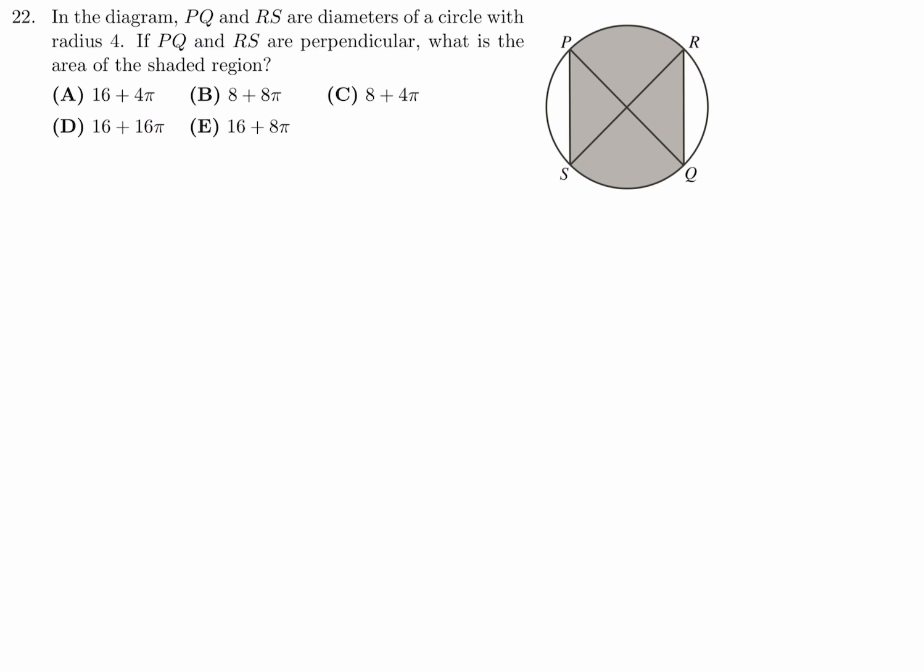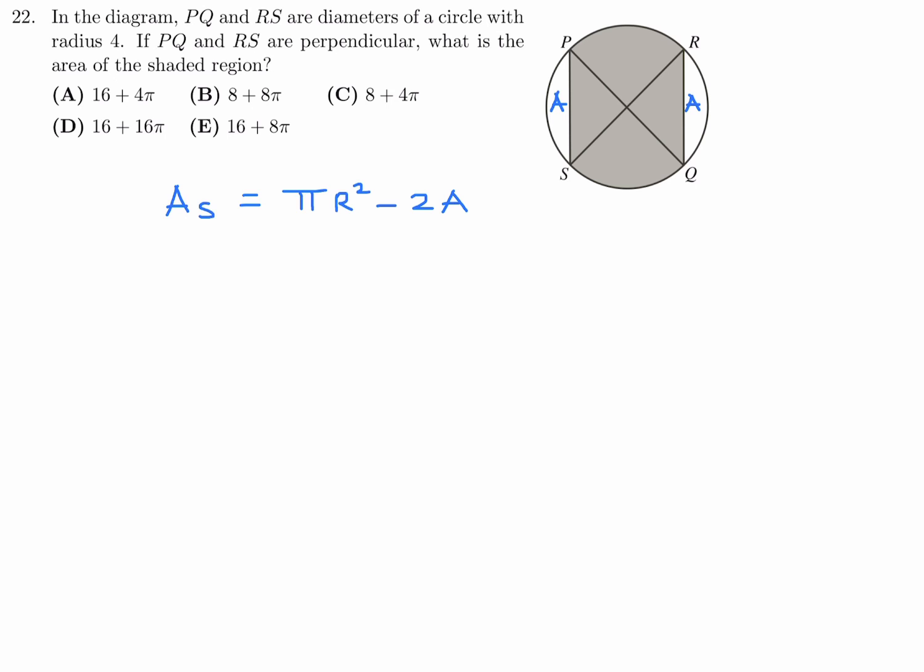In the diagram, PQ and RS are diameters of a circle with radius 4. If PQ and RS are perpendicular, what is the area of the shaded region? I'm going to call this region here A. And this region, of course, will also be A. So the area of the shaded region will be equal to the area of the full circle, which is pi r squared, minus 2A. So if we can figure out A, this will be no problem.